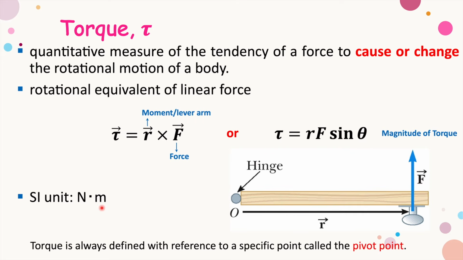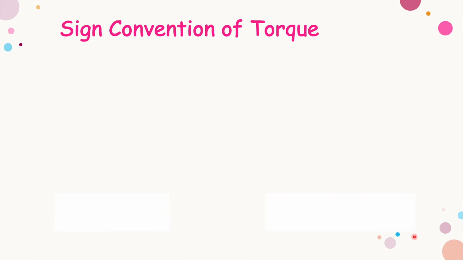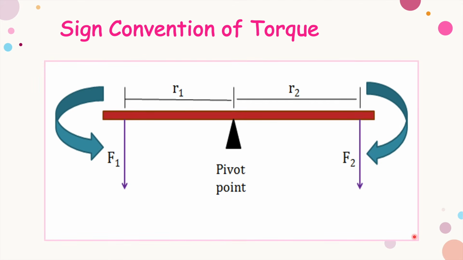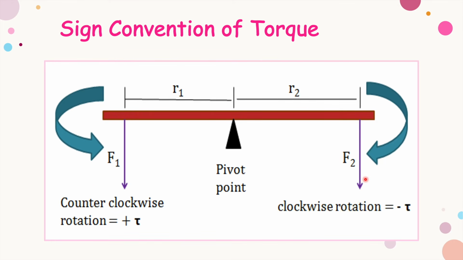And in dealing with torque, you need to define your pivot point. Since we'll be using the magnitude form of the torque, we need to assign some sign conventions. If this force F1, for example, causes a counterclockwise rotation, the torque would be a positive value. And if this force F2 causes a clockwise rotation, then the value of your torque is negative.